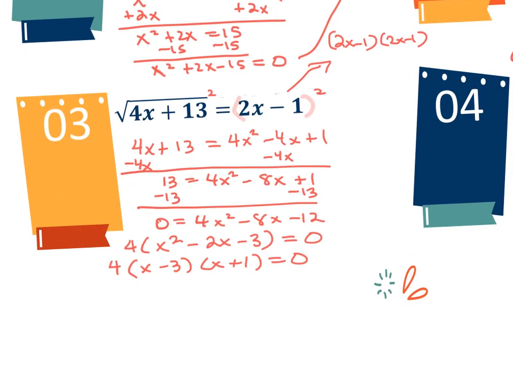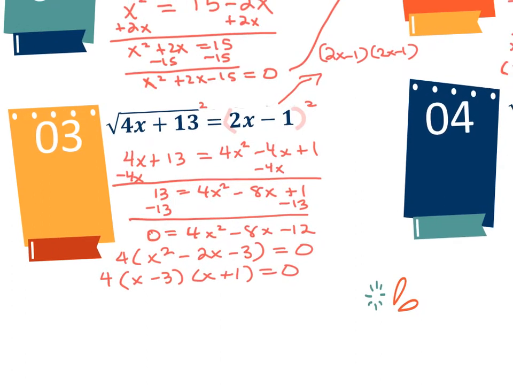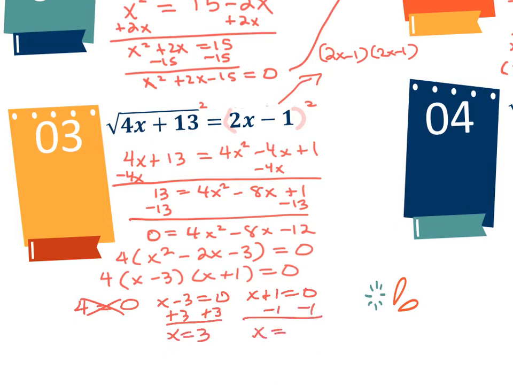I need to set each of my factors equal to 0. Now, if this GCF would have had a variable with it, I would have gotten a solution. But when it's just a constant, you really don't even need to do it because that's nonsense. Then I do x minus 3 equals 0, x plus 1 equals 0. Add 3, x equals 3, subtract 1, x equals negative 1.